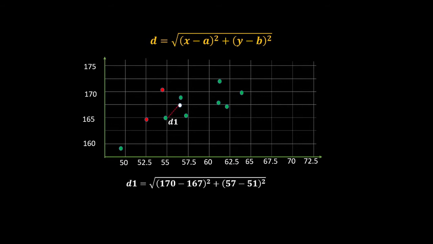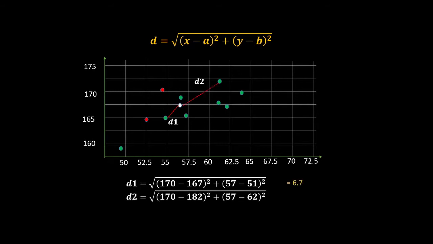So the first thing is I'm going to calculate D1. What is the distance from my unknown data point to a known data point? I'm taking the features that I have, which are the height and the weight, and plugging them into this Euclidean distance formula. And it's giving me this output of 6.7.